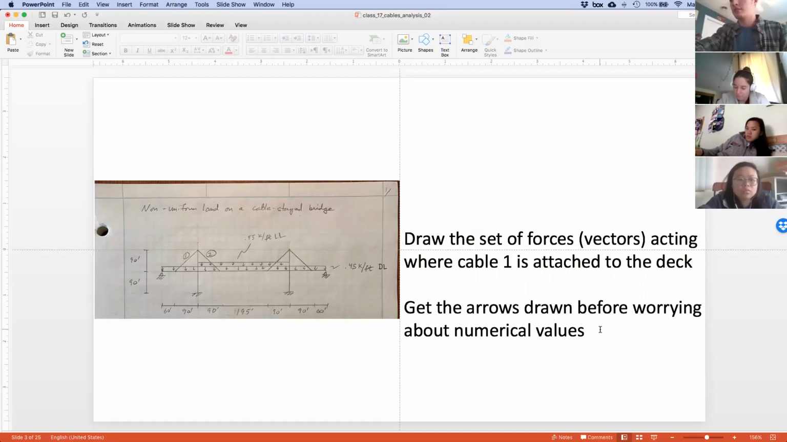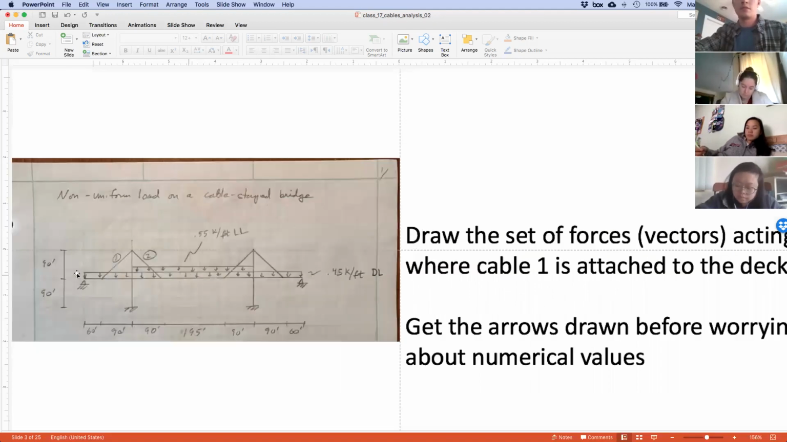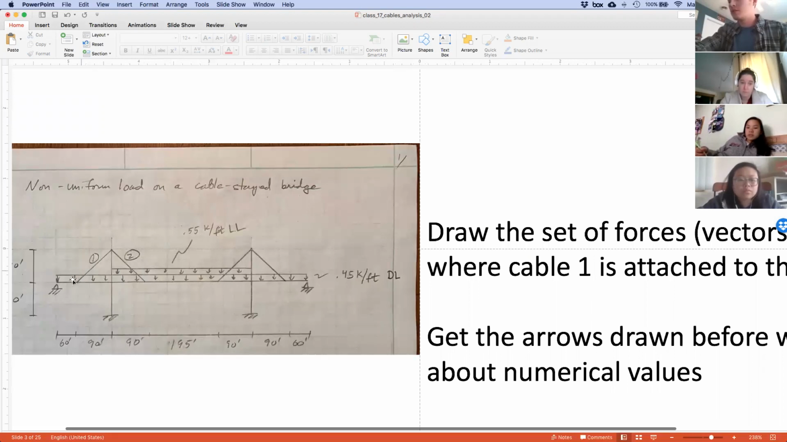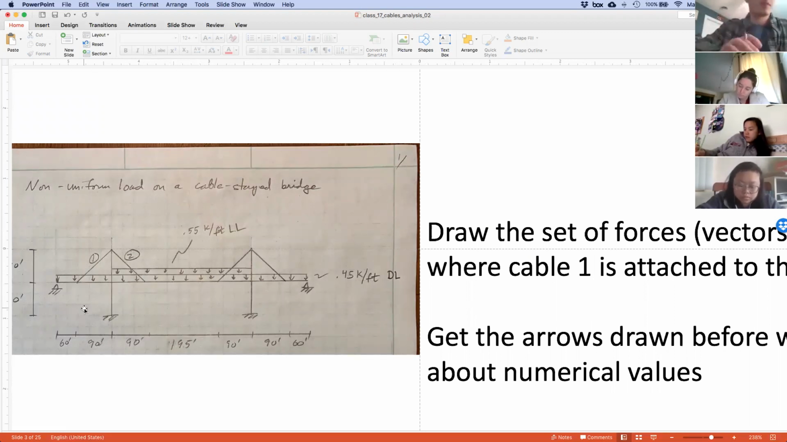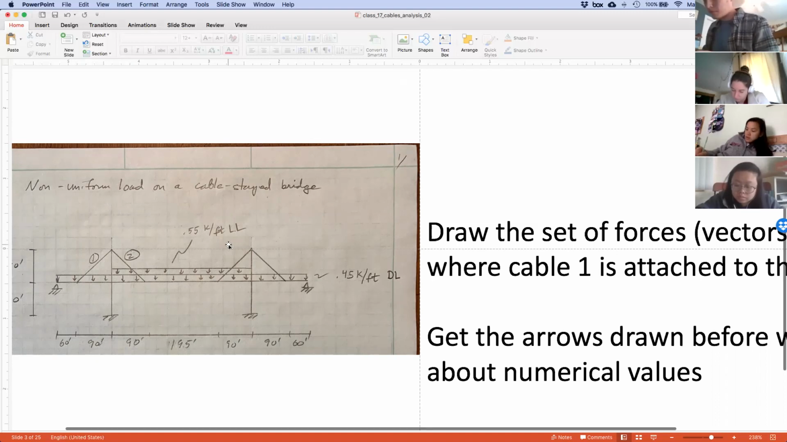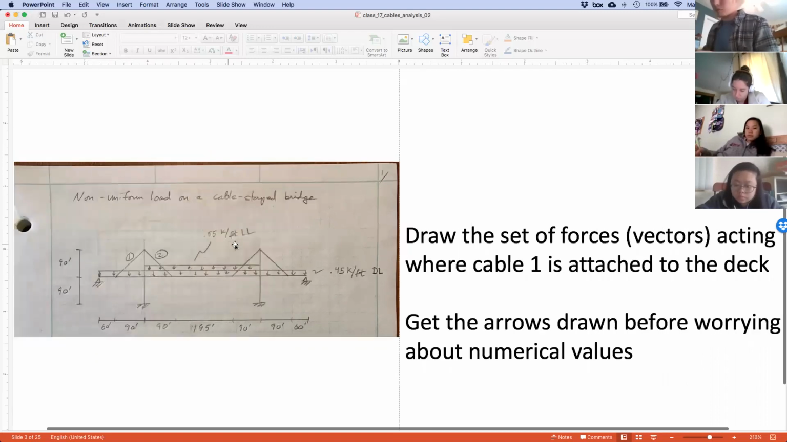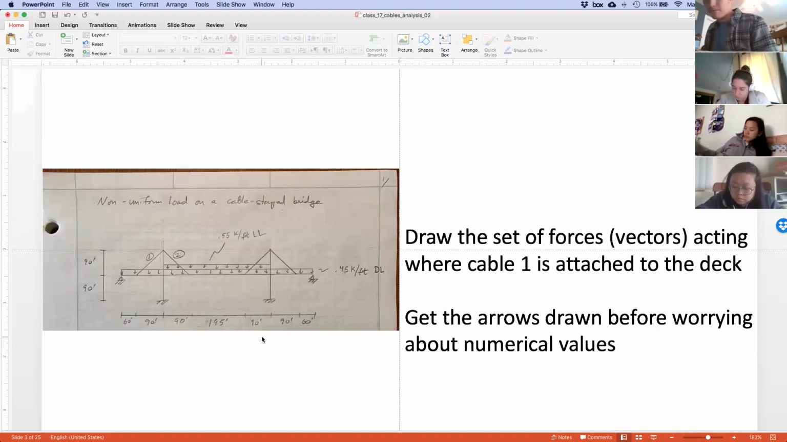So I would like you to take a moment now, and I hope you have a piece of paper with you, because I'd like you to look at this point right here, where cable 1 attaches to the deck, and draw the set of forces and their vectors that are acting at that point, okay? So think about the load acting on the bridge, the cable, and the deck, and what forces could be acting at that point. And we'll take a minute to do that.